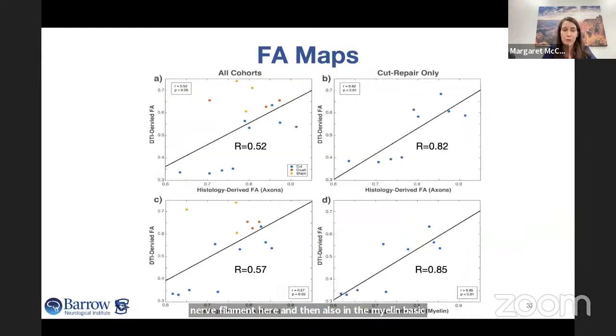And we see that both in the neurofilament here and then also in the myelin basic protein stain that we ran. So we took these values that we had derived and we compared the FA that we derived from our histology structure tensors to the FA that we derived from our MRI, our DTI scans. And what we found was, particularly within the cut repair cohort, a very strong correlation between the histology-derived FA and the DTI-derived FA.